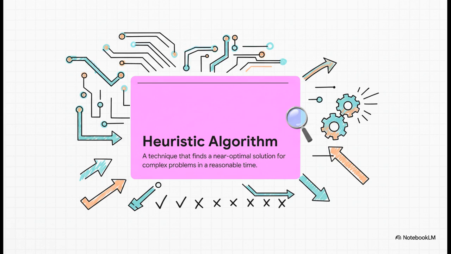So, since finding that perfect solution is literally impossible, designers have to rely on these really clever shortcuts. They're called heuristic algorithms. These are incredibly sophisticated methods that don't just check every option. Instead, they use smart strategies to find a solution that's good enough in a reasonable amount of time.